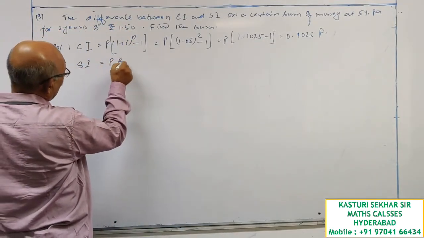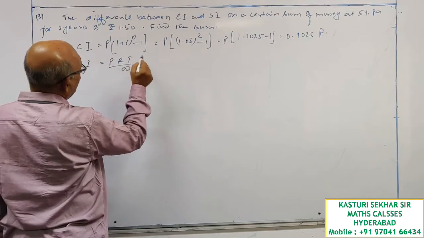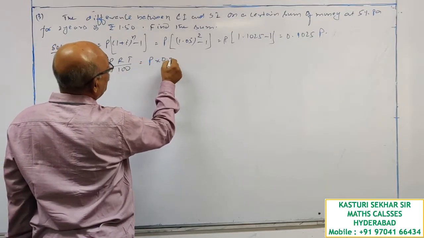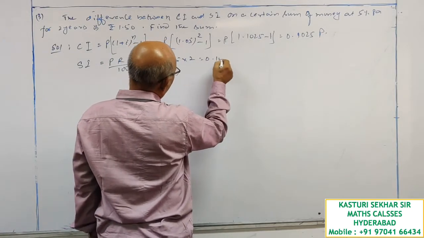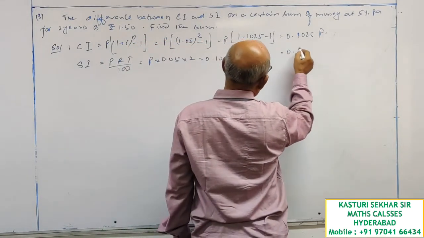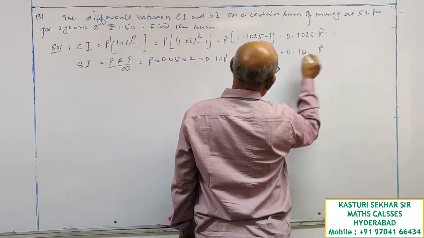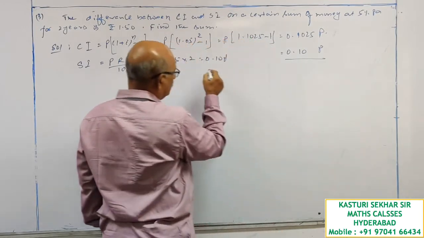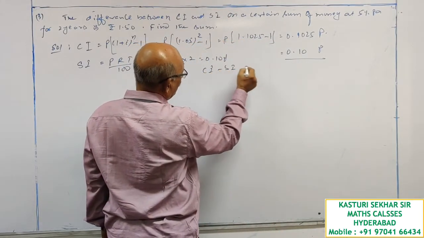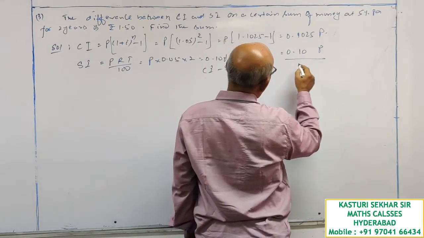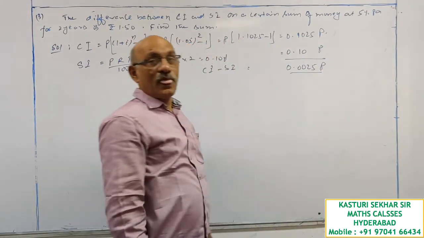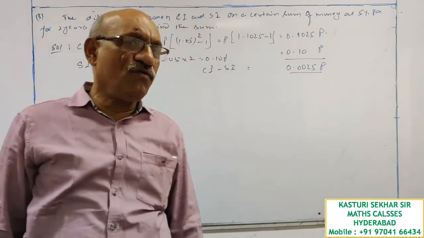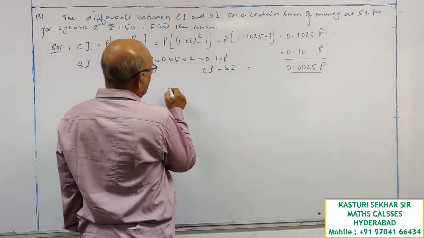Simple interest is equal to principal into rate into time by 100. P into 0.05 into 2, that is 0.10 into P. Subtract one from the other. CI minus SI is equal to 0.0025 into P.